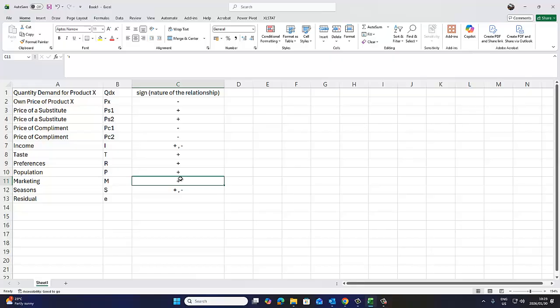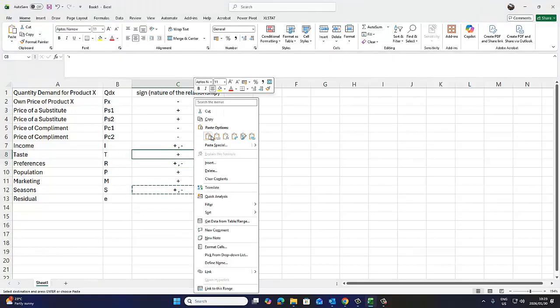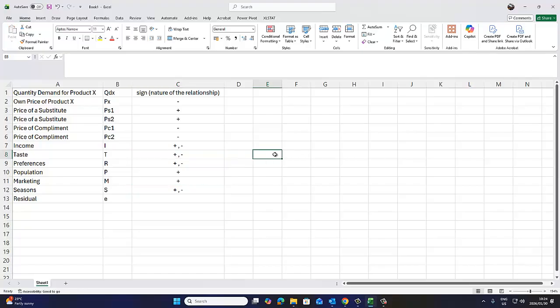Marketing is fairly straightforward. The more money spent on marketing, most probably the more the demand is. Population, more people, most probably more of those goods will be demanded. Preferences, if I have a preference for X and I'm selling X, so this actually could also be positive or negative. If I have a preference for this, my demand will increase. If I don't have a preference for it, my demand will decrease. Taste, most probably the same. If I wake up that morning and I've got a taste for something, I'll buy more of it. If I don't have a taste, I'll buy less of it, for example.